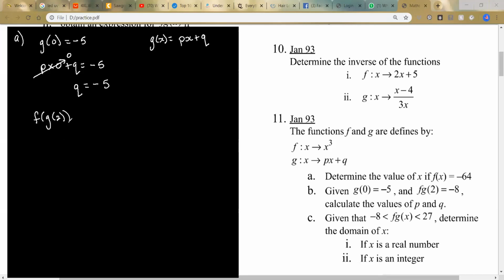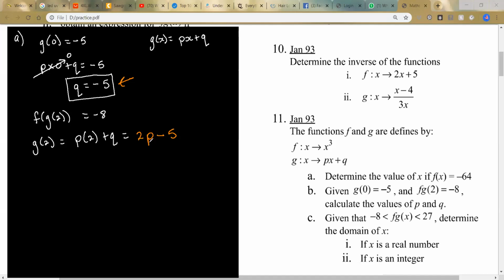So now, f of g of 2. Well, let's find g of 2 first. We know that this is equal to negative 8. So g of 2 will be p times 2 plus q, but we know what q is. We found that q was negative 5. That means this becomes 2p minus 5.